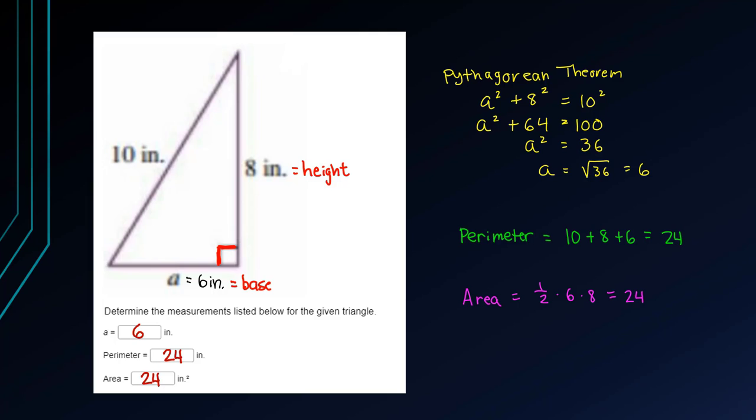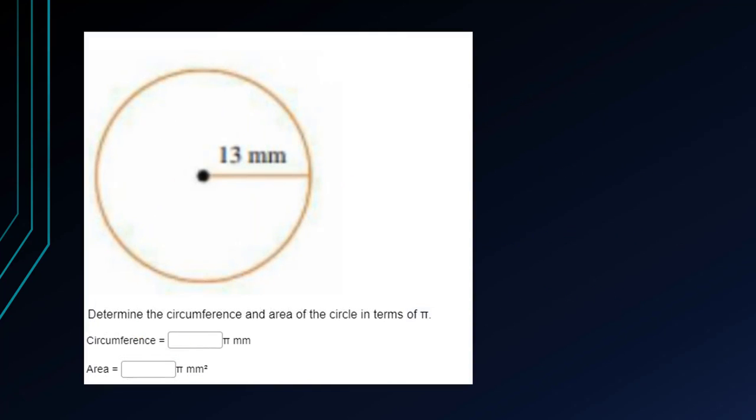In example 3, you were given two circles to look at, and for each one of them you were asked to find the circumference and the area. Now, circumference is basically the same thing as a perimeter is for a polygon. So for a circle, the circumference is basically the measurement of the entire outside. This 13 millimeters is the radius. I have to be aware of whether they're giving me the radius or the diameter, because it's going to affect what value I put into the formulas.